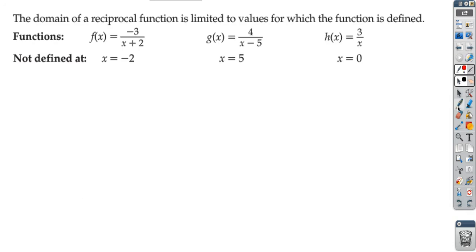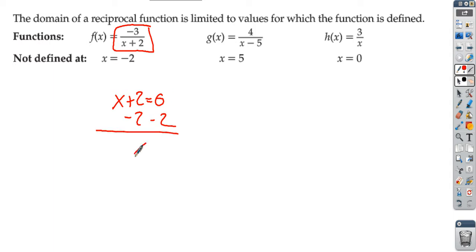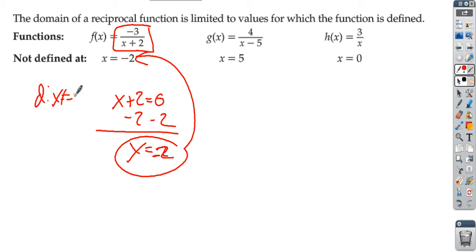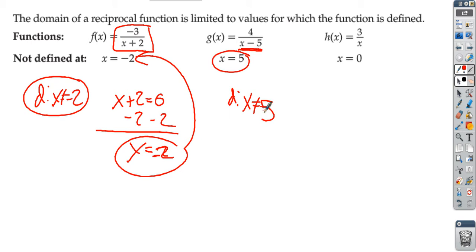The domain of a reciprocal function is basically x can be anything except what causes the denominator to be 0. So if you look at this one right here, if we were to set this equal to 0 and solve for x, we would get x equals -2. That means the domain for that function is x does not equal -2. X equals everything except for -2. Same thing right here, x cannot be 5, so the domain would be x does not equal 5. Right here again, x cannot be 0. So basically these numbers tell you where it's not defined, and in order to state the domain you would just say x cannot be that number.